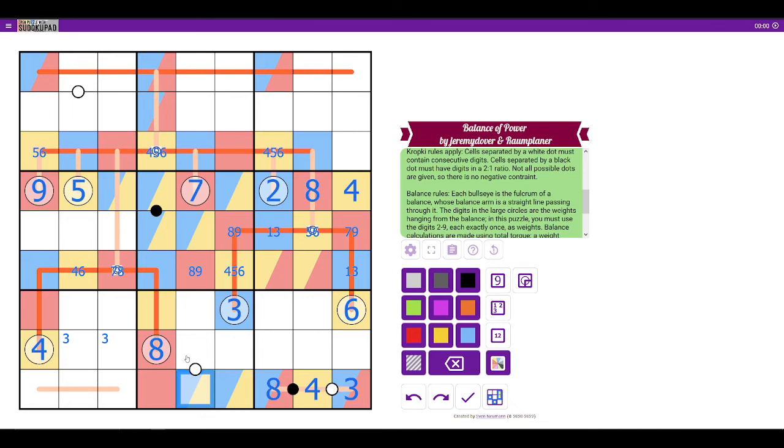Okay. Do I have any... So 1, 3, 6 are the numbers that we're working with. Unfortunately, I don't have anything much concrete.